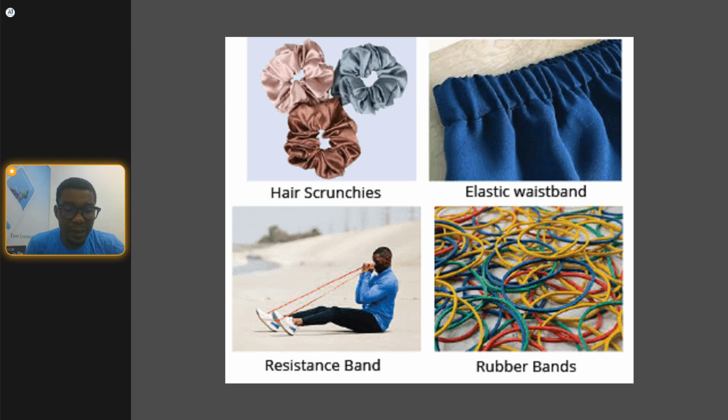Starting from this, what we have here, the hair scrunchies used by ladies, is an elastic material because if you stretch it and you release it, it will come back to its position again. And that is one good property of an elastic. It can regain its original position. So the hair scrunchie is an elastic. You stretch it, when you release it, it comes back to its original position.